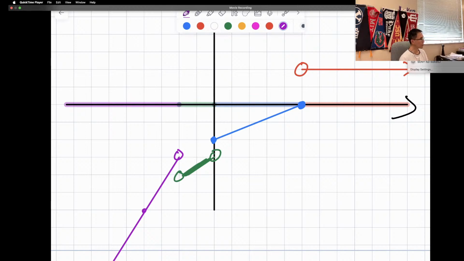Any questions? Yes. With the blue line, why isn't it an open circle if x is in between? You are absolutely right. This one is an open circle. Thank you for letting me know. Sometimes I do make mistakes. The other one's a closed circle, but this one's an open circle.